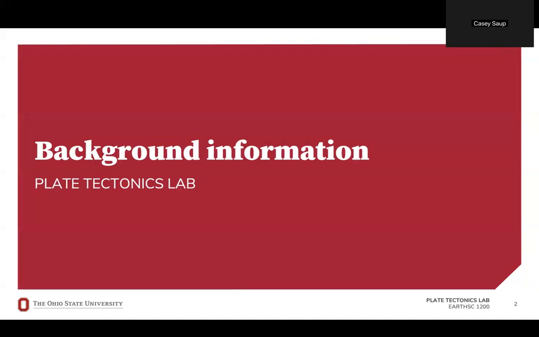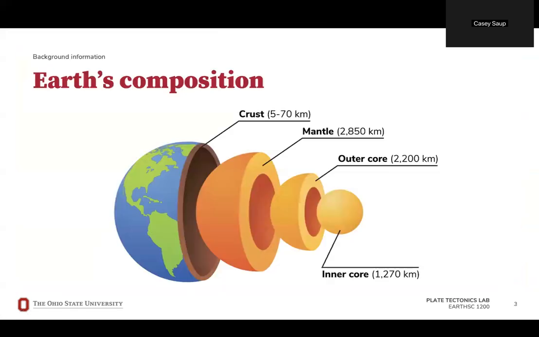First, we'll start with some background information to provide you context for this week's lab. Earth is composed of distinct layers, each with unique properties and composition. The innermost layer is the inner core. It's made of solid iron and is approximately 1,270 kilometers in diameter. The inner core has extremely high temperature and pressure.